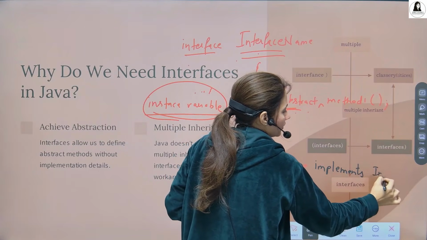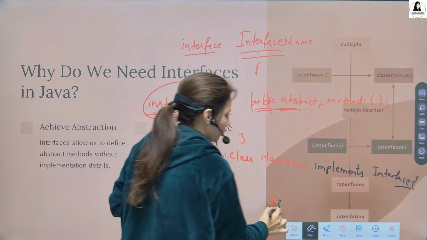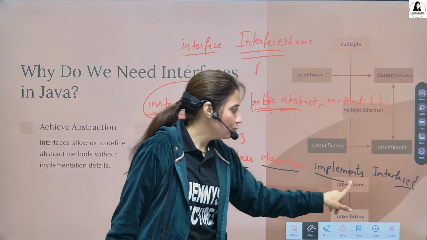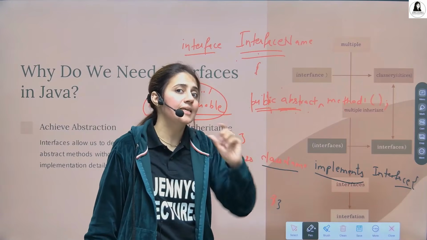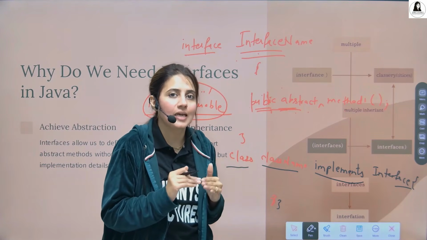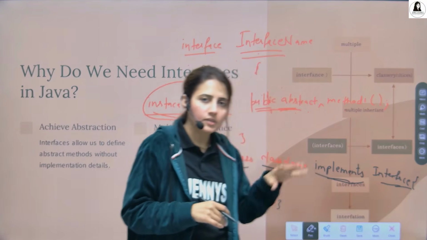Implements, and whatever the interface name. This is the syntax. This is how we are going to implement this interface. Class, then class name. Then we use the word implements, not extends, because interfaces are implemented, not extended. Classes are extended. Implements whatever the interface name is there.